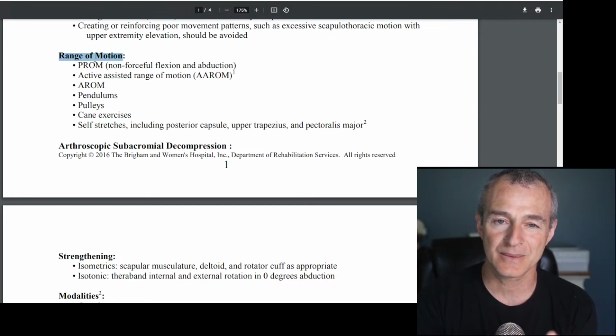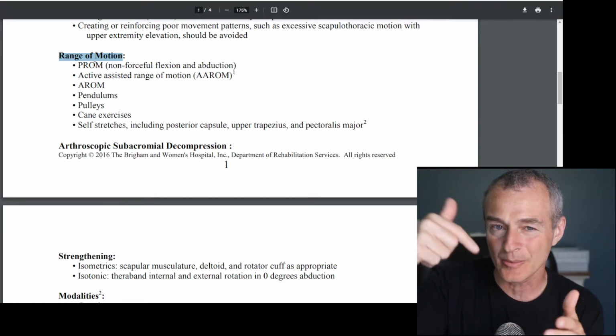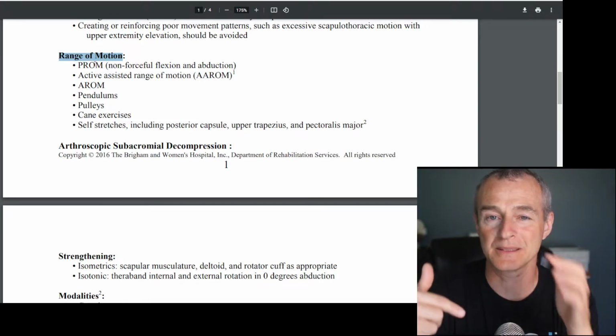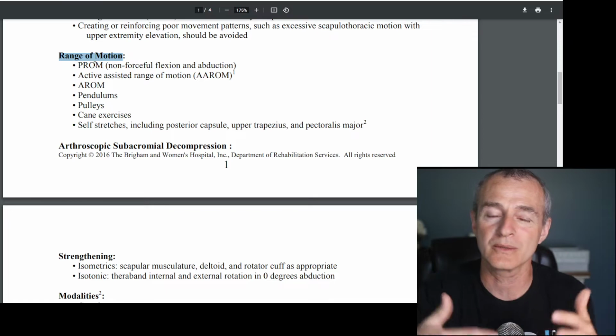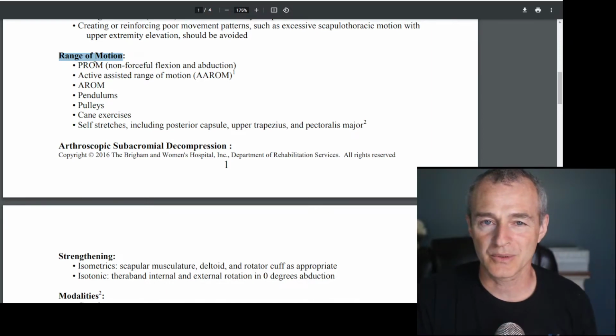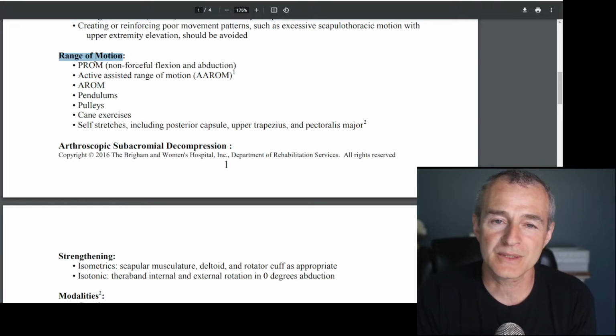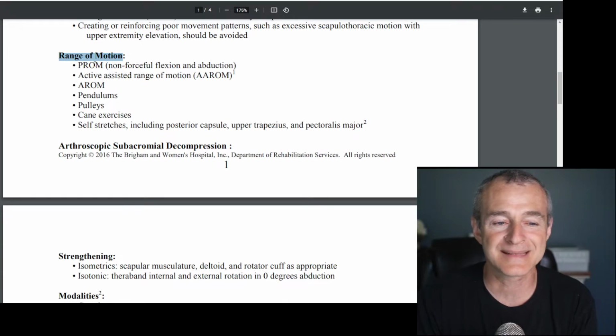Active assisted range of motion. That means the other non-surgical hand is helping the surgical hand go through range of motion, but the surgical arm is starting to work through the motion with the goal of moving to active range of motion, which is the surgical arm does it completely on its own. We'll do stuff like pendulum exercises, pulleys, canes, self stretches.